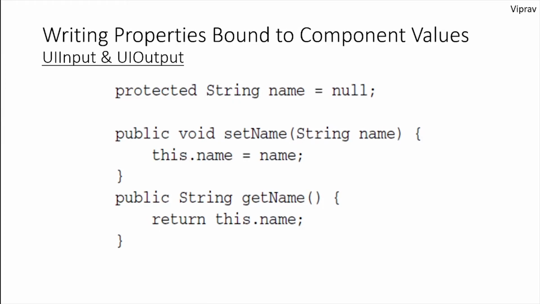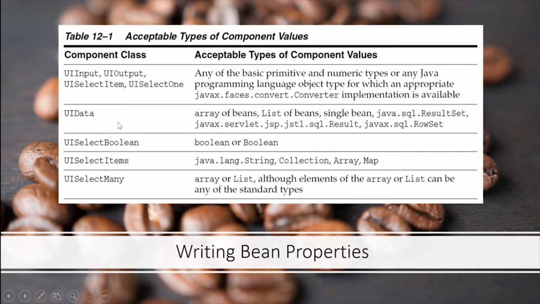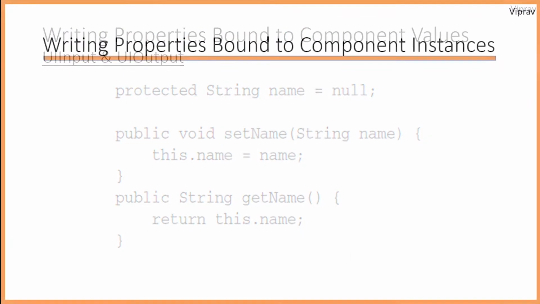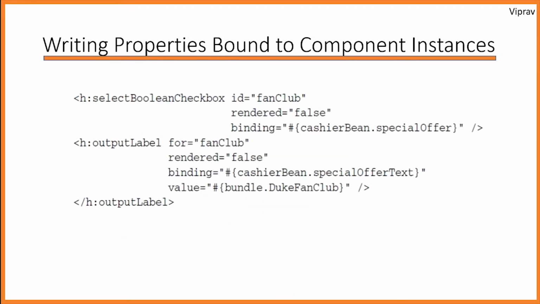Now this is one example of the multiple examples that I showed over here. This is just the input and output version, but there are so many more for the UIData and the UISelectBoolean. Now that you get the gist of what I'm saying, let's move on to writing properties bound to component instances.